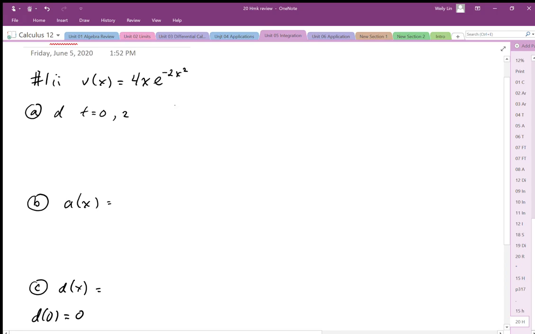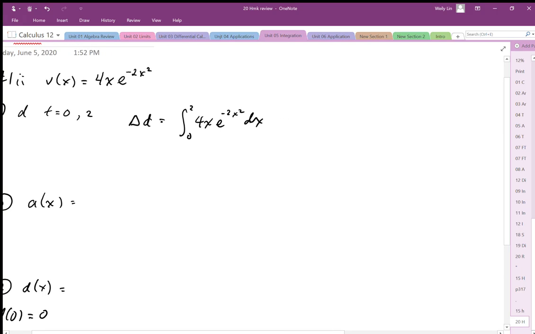So what we're going to do is integrate this. This is our change in d, from 0 to 2, and we're going to integrate the velocity. This is not a standard integral, so we're going to need to use a substitution. We'll use the substitution u equals negative 2x squared.